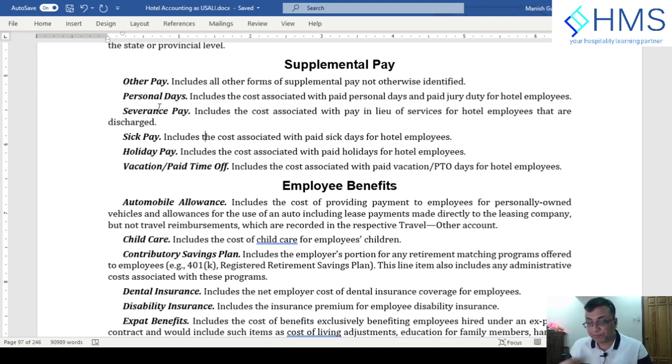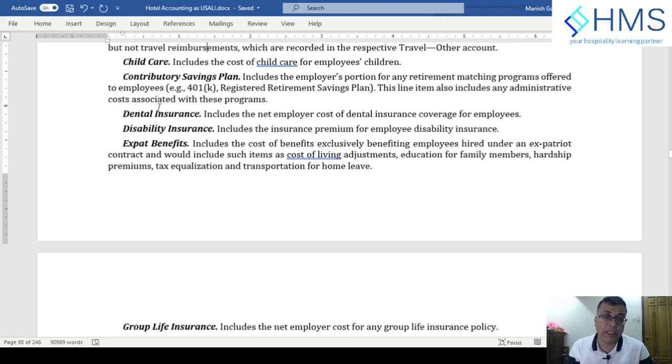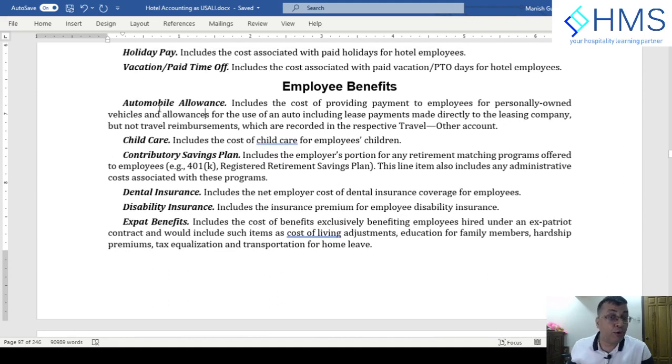Then you have the last item, which is related to the employee benefits. The employee benefits usually include the automobile allowance, maybe a ferry or passenger services. Some hotels provide ferry services to the employees, picking them up from their home, so the cost of that is going to be here. Then the company may provide the employee an allowance to lease a car or for petrol, and that cost will also be here.